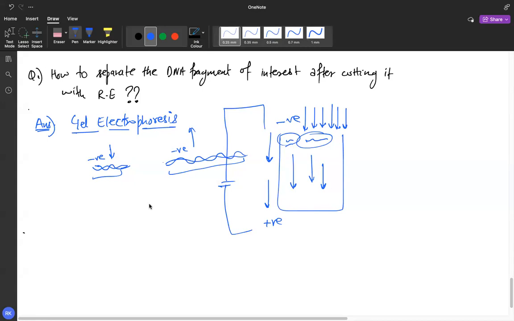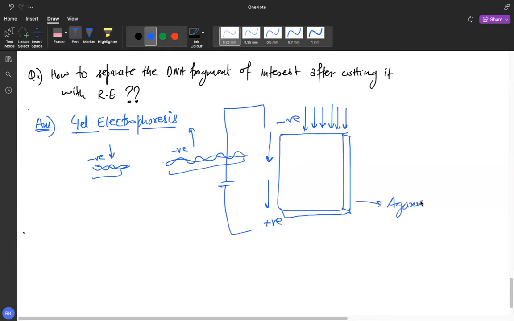So there is a race. In that race, I am allowing the DNA to move through a matrix. So it will be a gel. That's why it's called gel electrophoresis. So I make a gel. Let me make it a little cleaner. So this is a gel made up of agarose.